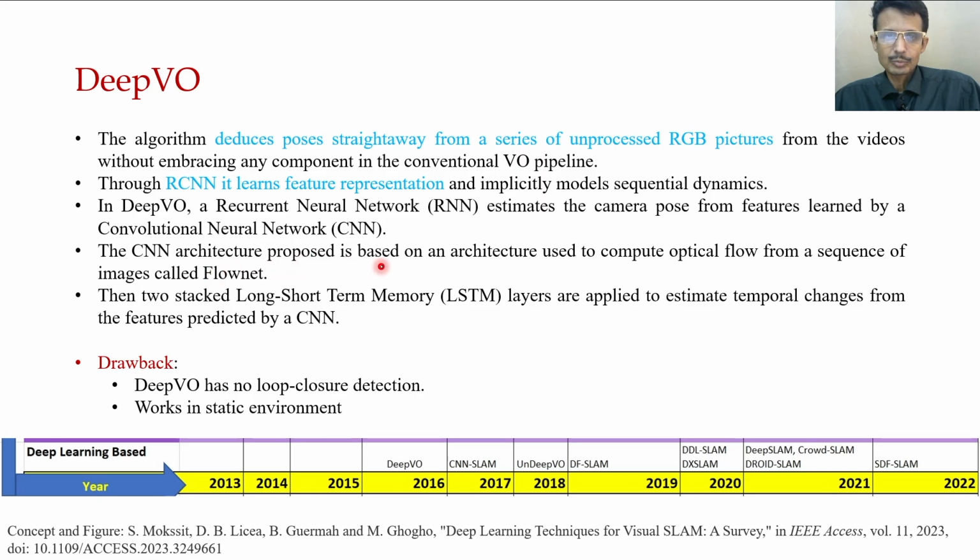The CNN architecture proposed is based on the architecture used to compute the optical flow from a sequence of images, called FlowNet. Then these two are stacked, and LSTM layers are applied to estimate the temporal change in the features predicted by the CNN. So what are the drawbacks? DeepVO has no loop closure detection and works only in a static environment. That is DeepVO.